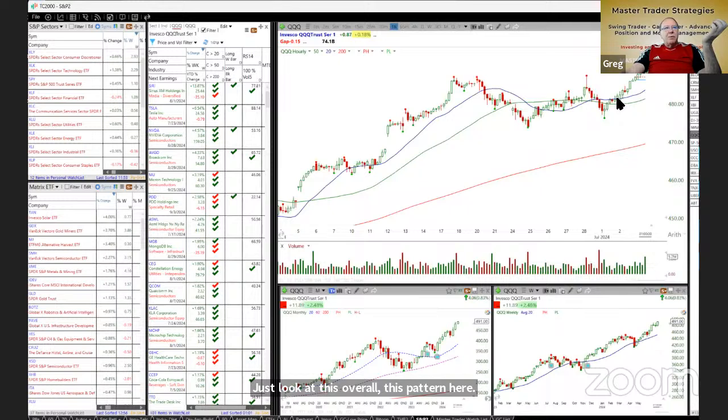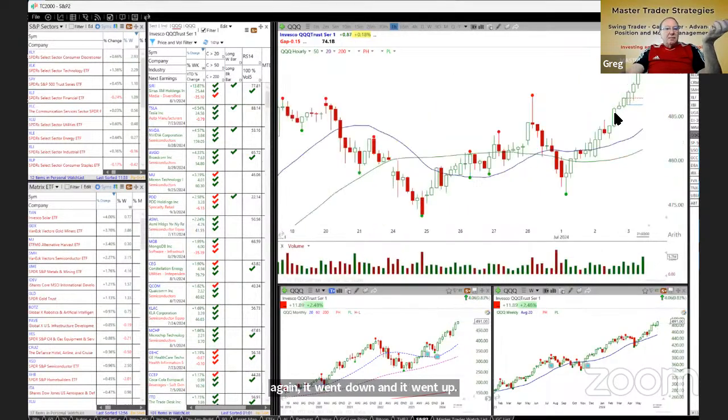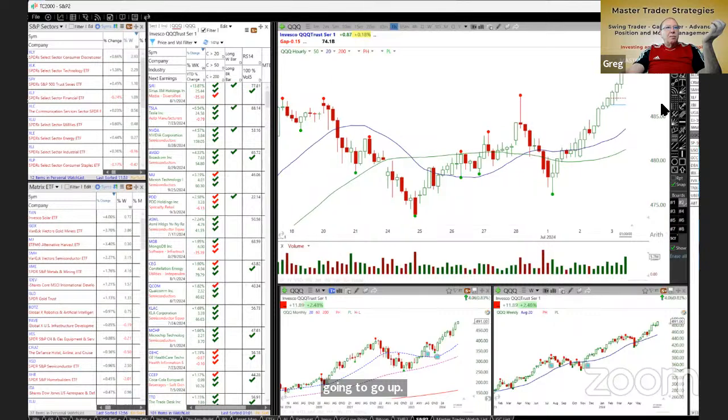Again, it went down and it went up. Wide range bar. There's your big bar. Odds are it's going to go up. Right? So you're saying you want me to look at this period, this point right here? Why is that not marking that?